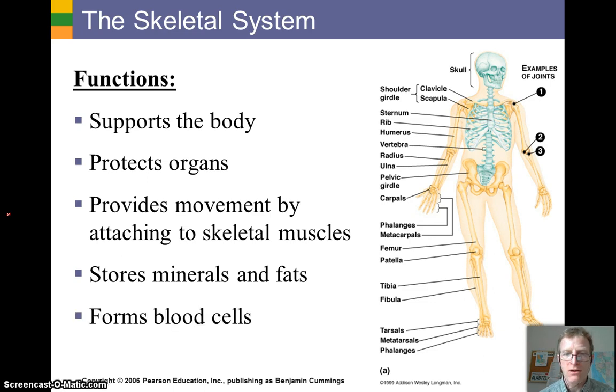And then red marrow in your bones. Red marrow is our stem cells that produce blood cells. They produce red blood cells and white blood cells. And we'll talk a little bit about them too when we get to the immune system and how they form different types of white blood cells. But all blood cells are produced by the red marrow in the middle of our bones. So those are the functions of the skeletal system and our bones.